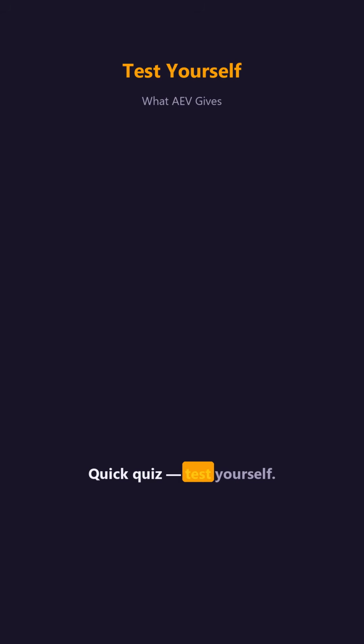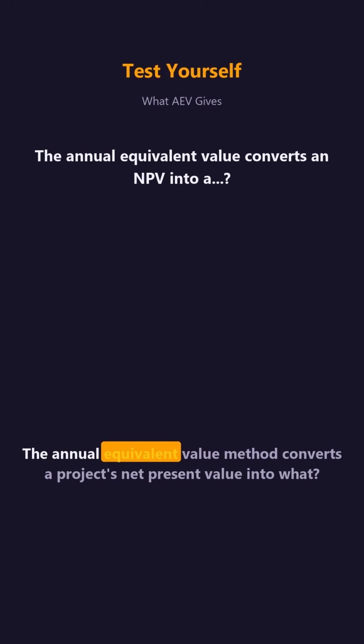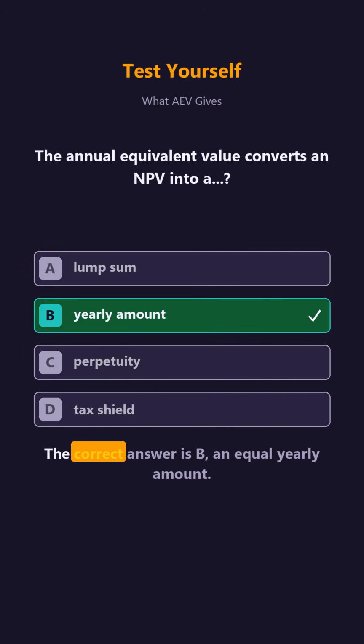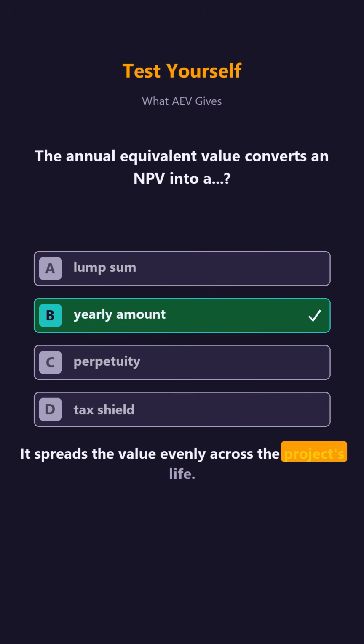Quick quiz, test yourself. The annual equivalent value method converts a project's net present value into what? Here are your 4 options. Pause the video and solve it now. The correct answer is B, an equal yearly amount. It spreads the value evenly across the project's life.